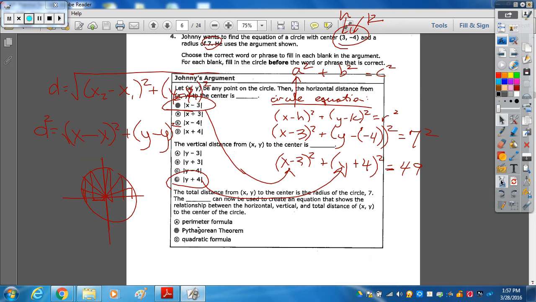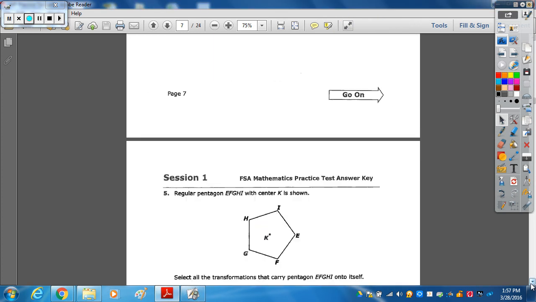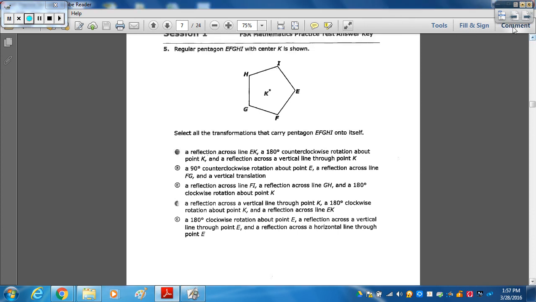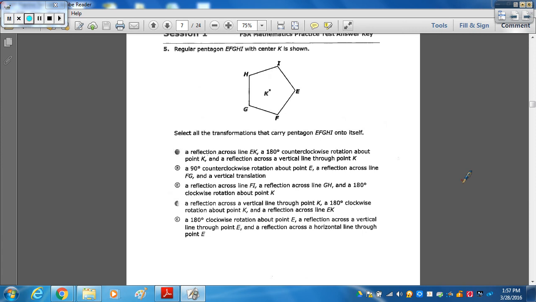All right, looking at the next one. Number 5. Now this one, I'm going to be honest with you, I put a big question mark on it because I think that either Florida messed up or they've done something that doesn't accurately depict what the question is trying to ask. So here's what it says: regular pentagon with the points E, F, G, H, I, center at K. Remember, regular means all sides and angles are congruent, okay?